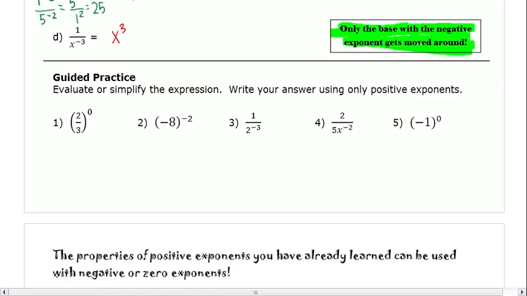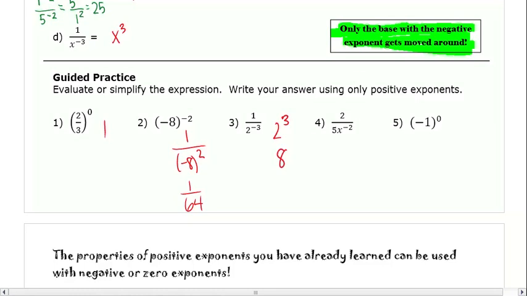Number 1, anything to the power of 0 is 1. Nice and quick. Number 2, this would be 1 over negative 8 squared, which equals 1 over 64. Number 3, it's in the denominator now. To get rid of that negative exponent, we pull it up out of the denominator, and that just equals positive 8.